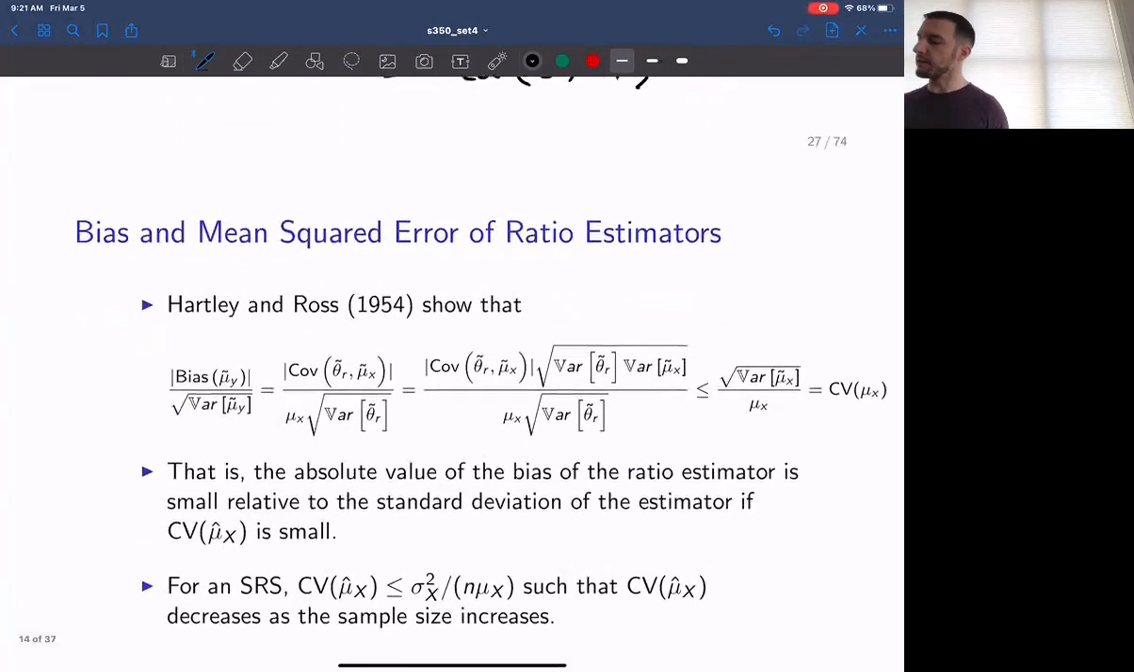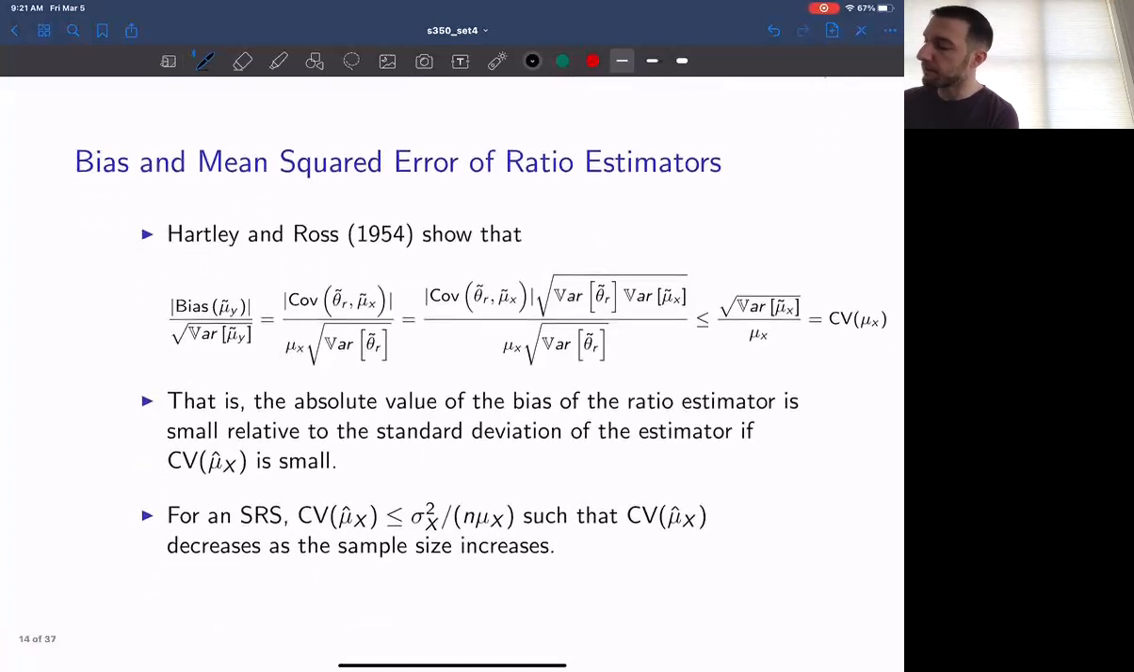Okay, so for example, in 1954, Hartley and Ross show that the absolute value of the bias of mu tilde y divided by the standard deviation of mu tilde y is less than or equal to the square root of the variance of mu tilde x over mu x, which is equivalent to the coefficient of variation for mu x. So basically what they're showing is that the bias of the ratio estimator is small relative to the standard deviation of the estimator if the coefficient of variation of mu hat x is small.